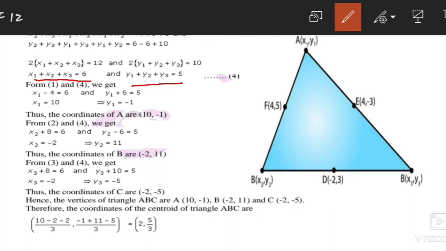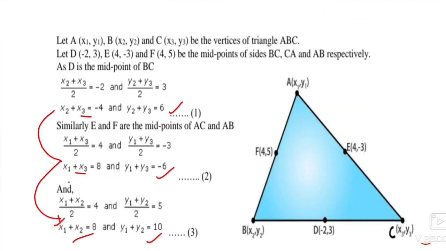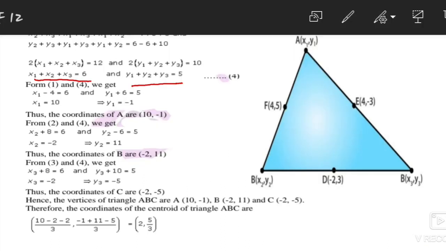Now from 1 and 4, equation number 1 was x2 plus x3 is equal to -4. If you subtract equation number 1 from equation number 4, you will get the value of x1. And if you do the same for the y equations, you will get y1 as minus 1. Similarly, if you do the operation on equation number 2 and 4, you will get the values x2 and y2. Similarly, for 3 and 4, you will get the values x3 and y3.